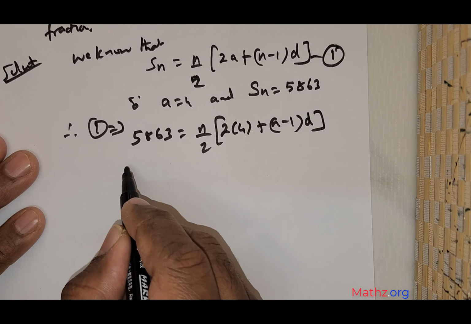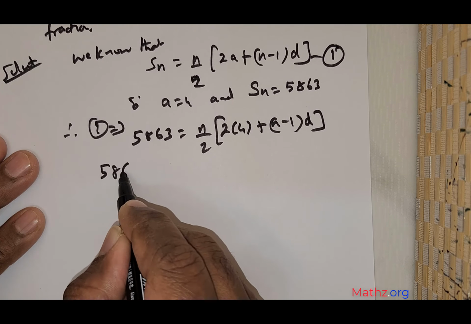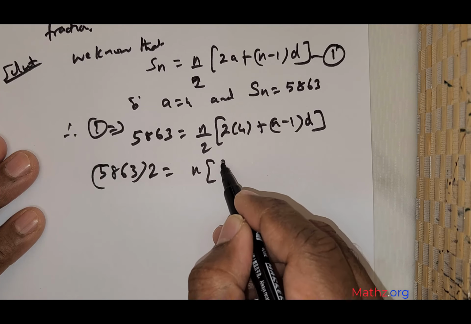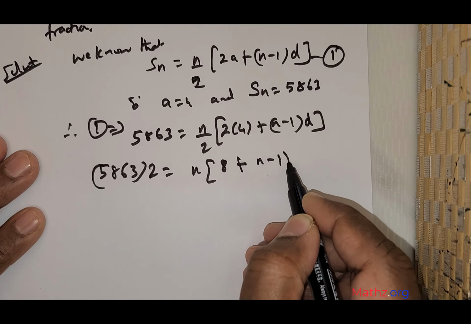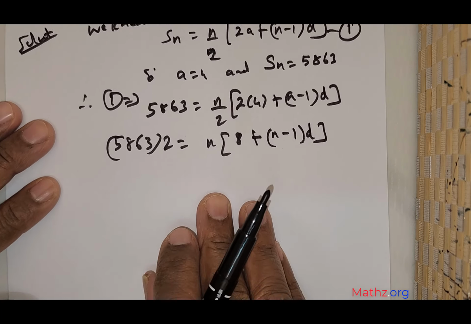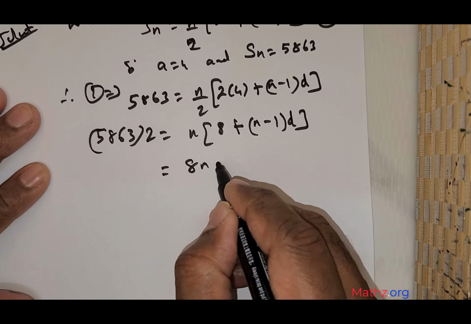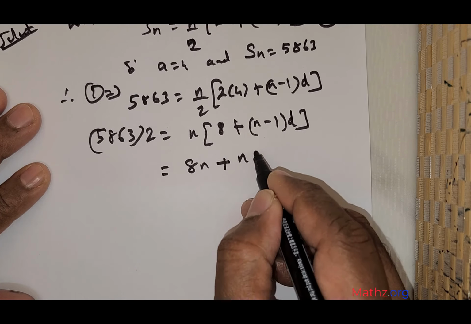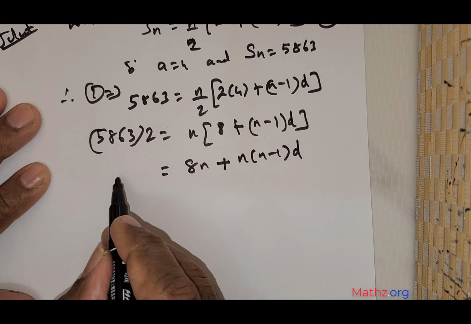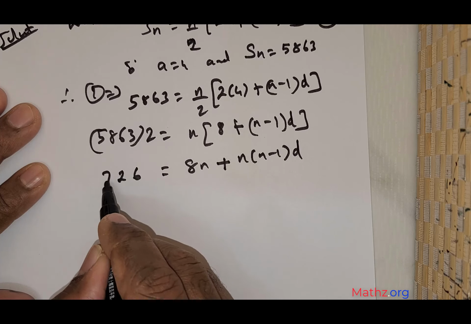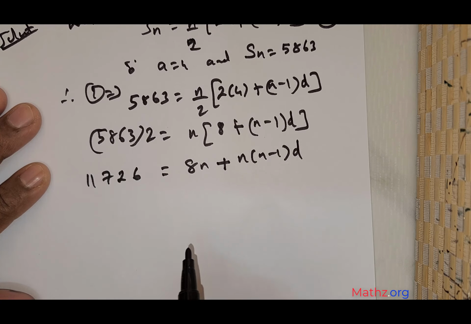So you cross multiply, this gives you 5863 times 2 is equal to n of (2 times 4 is 8, plus (n minus 1) into D). Now this can be rewritten as 8n plus n into (n minus 1) into D, and 5863 times 2 is 11726.